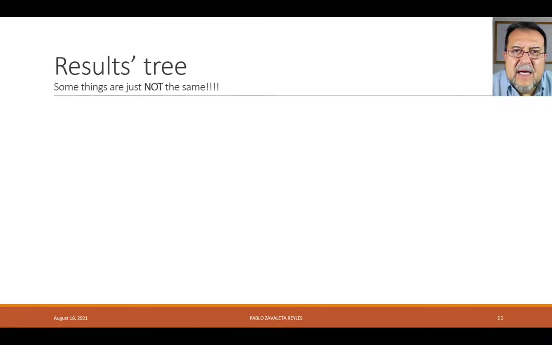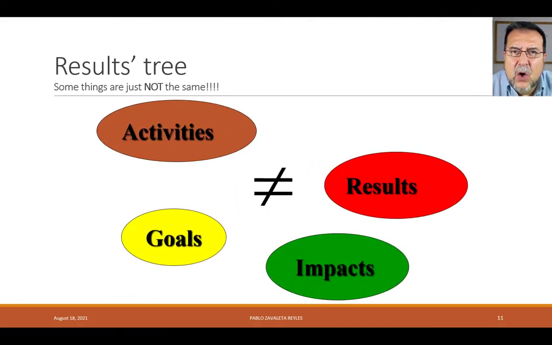Now, please understand very clearly, and this is a key point where you must learn the language. Activities, goals, results, impacts are not the same. Activities are what we do. Results is what we manage to deliver. Goals is what we tend to do, what we like to achieve. Impacts, on the other hand, is what specifically happens with our results.